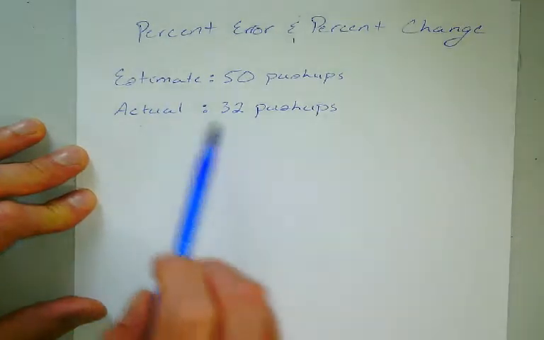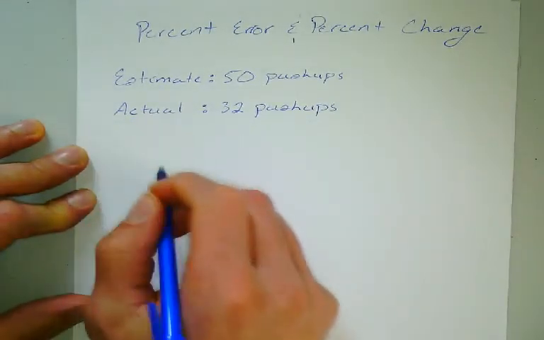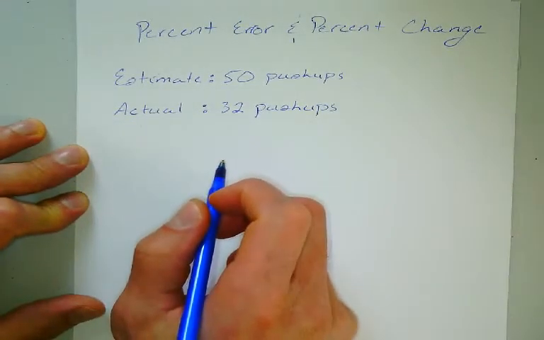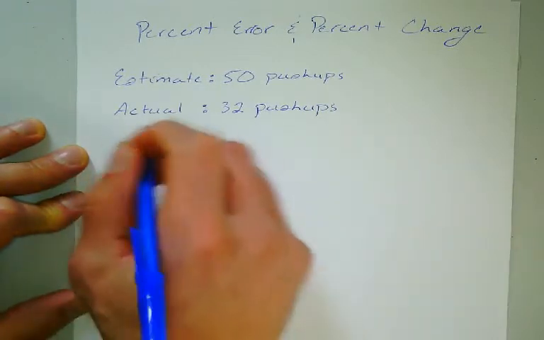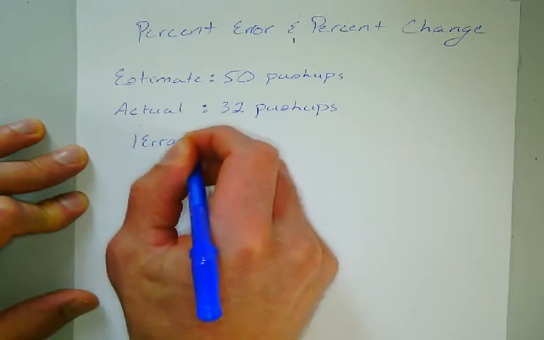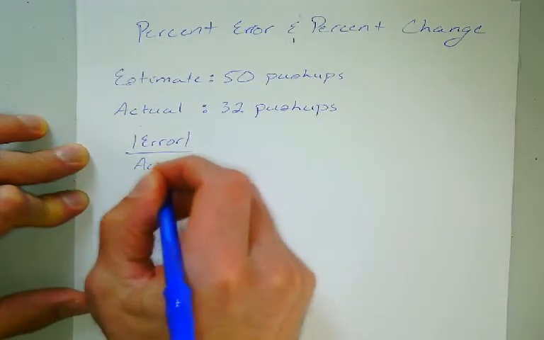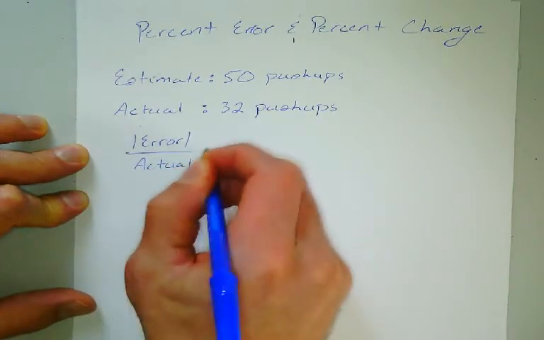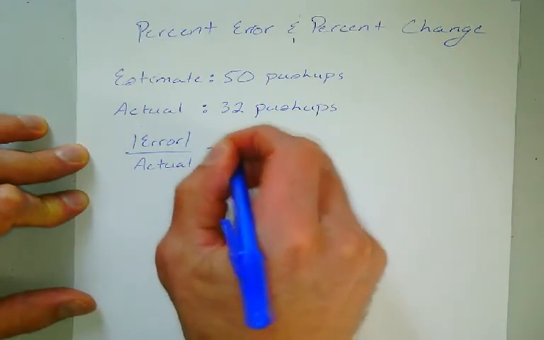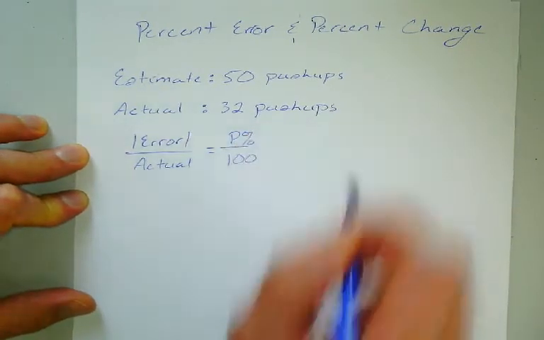All right, so the actual is 32. Scotty estimated 50. Now, percent error, we use the percent proportion. That's probably the easiest way for us to deal with word problems, which is error, and I'm going to put that in absolute value, all over actual equals p% over 100.